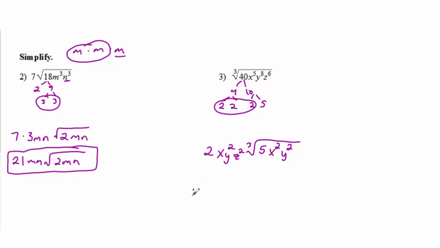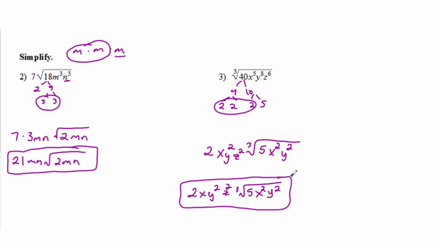And I kind of wrote that badly because of my space. 2x squared. No, the x isn't what's squared. 2x. So make sure you're clear when you write this. 2x, y squared, z squared, the cubed root of 5x squared, y squared. There's no z's left to put inside. And make sure you put cubed root because it doesn't change from being a cubed root.